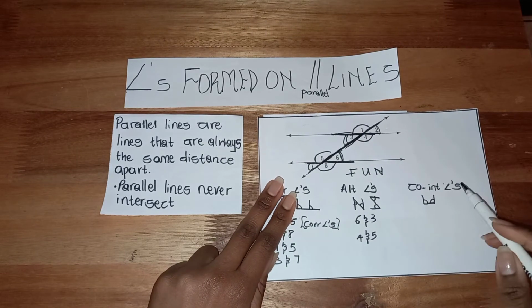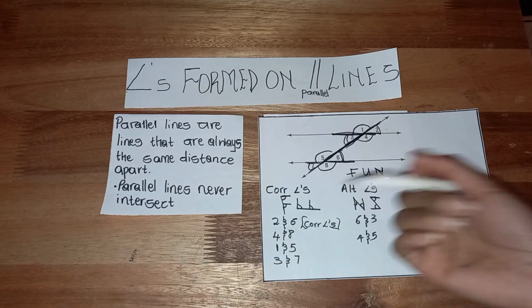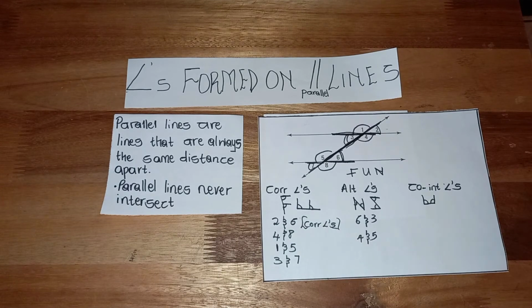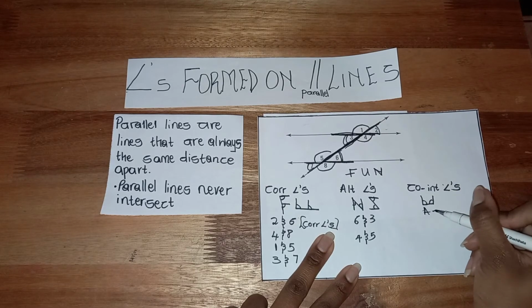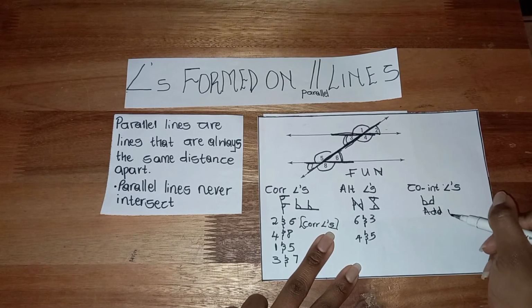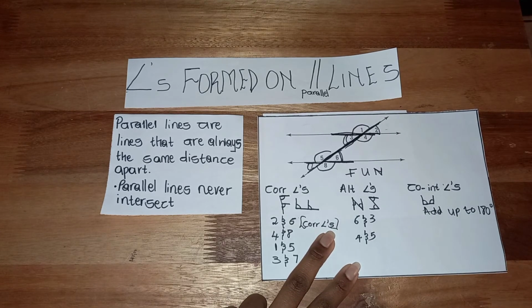So now let's move on to co-interior angles. Co-interior angles are different from alternate and corresponding angles. Alternate and corresponding angles are always equal. So 3 equals 6, 2 equals 6, 8 equals 4, and so on. But co-interior angles add up to 180 degrees.